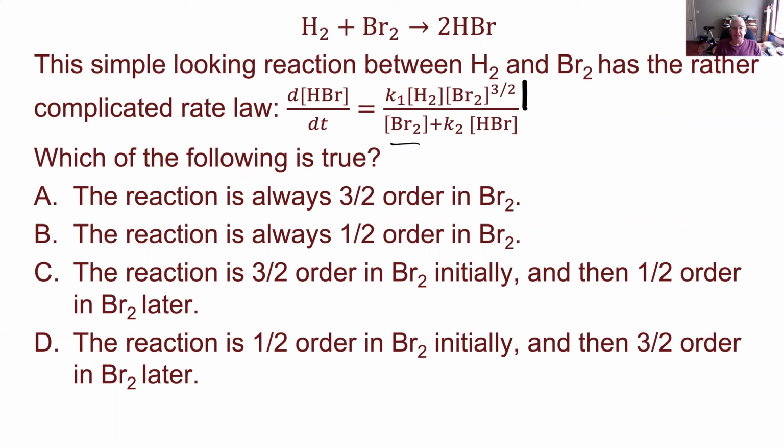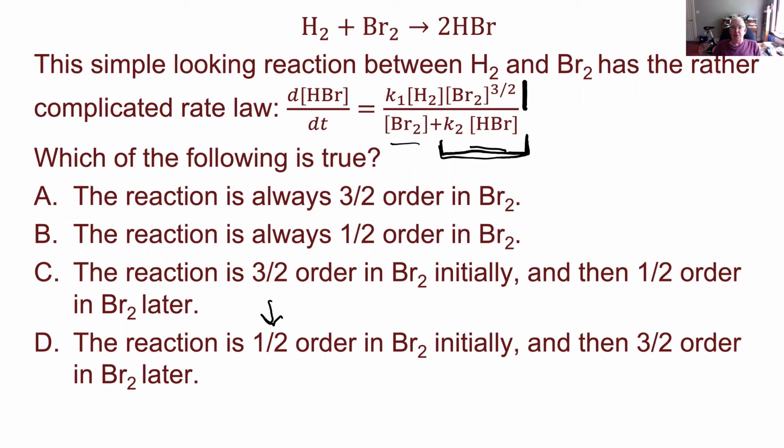When it says initially and later, we have to think about what's going on. The thing that's changing there is mainly that we're getting HBr, right? So initially there's no HBr. And so initially, at the start of this reaction, my second piece here, the K2 HBr in the denominator, is 0 when I start the reaction. And what that means is that initially I could take the Br2 in the bottom and cancel a Br2 from above. And that says it's definitely 1/2 order in Br2 initially, right?